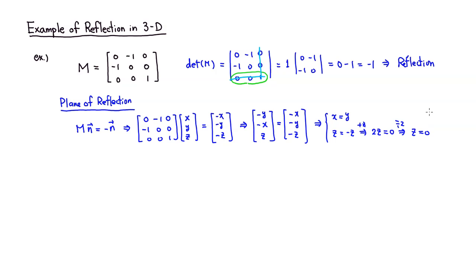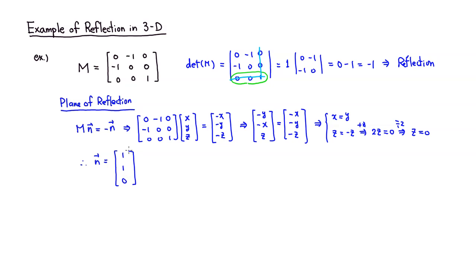So the normal vector is going to be: we know that x and y have to be the same, so I would just give 1 and 1, and z must be 0. So we have the normal vector.